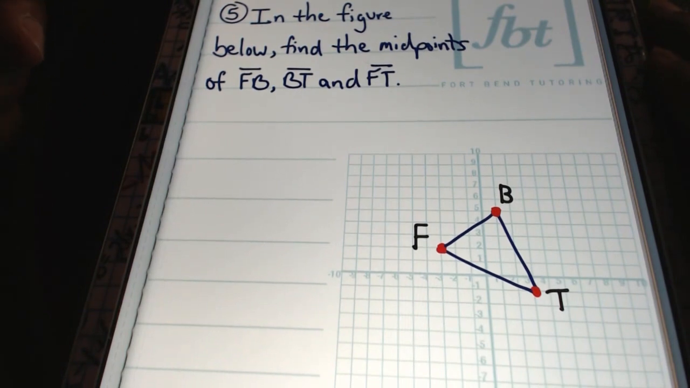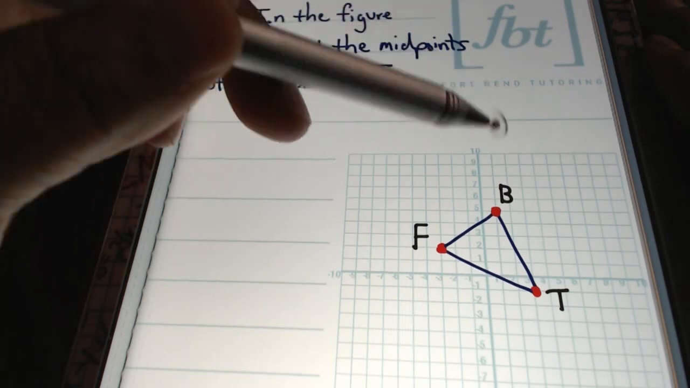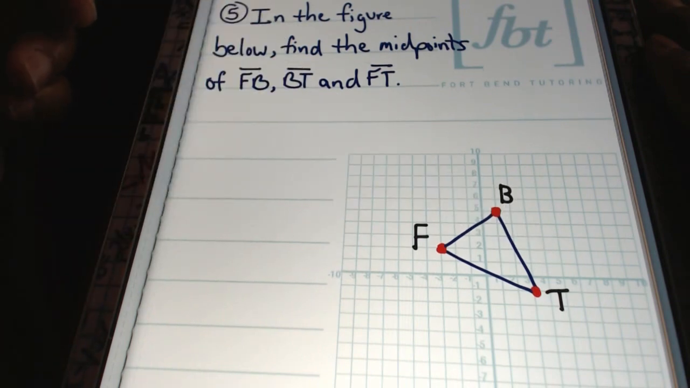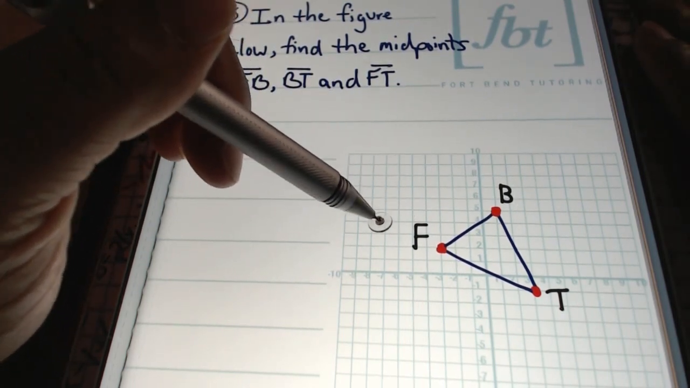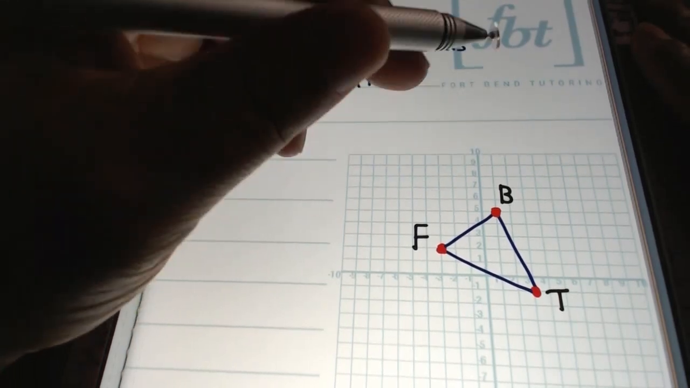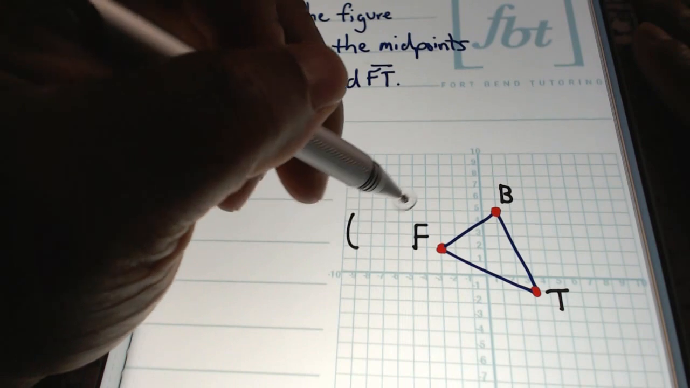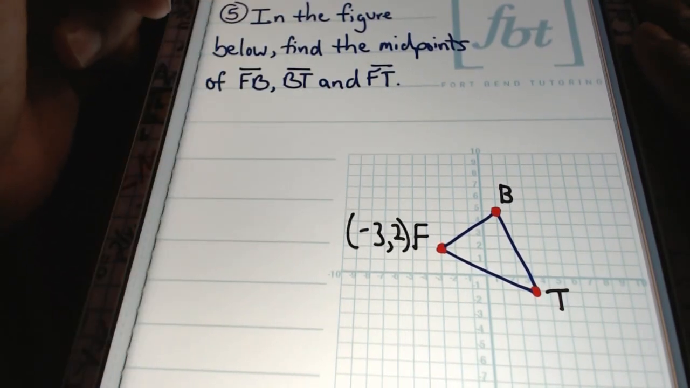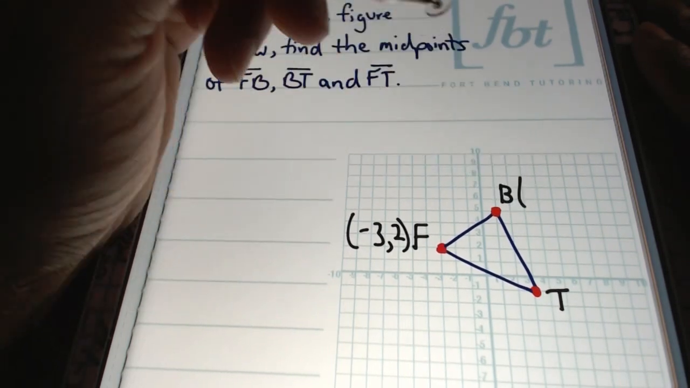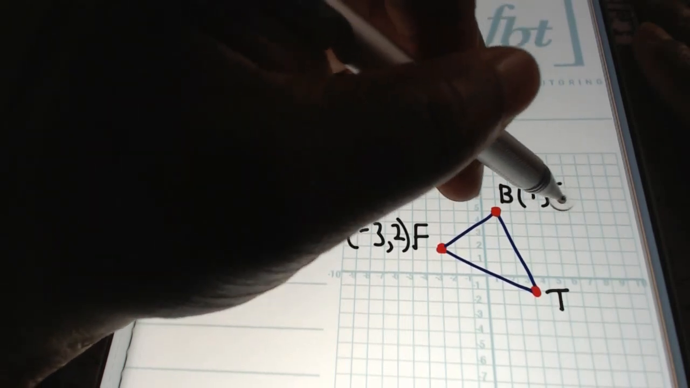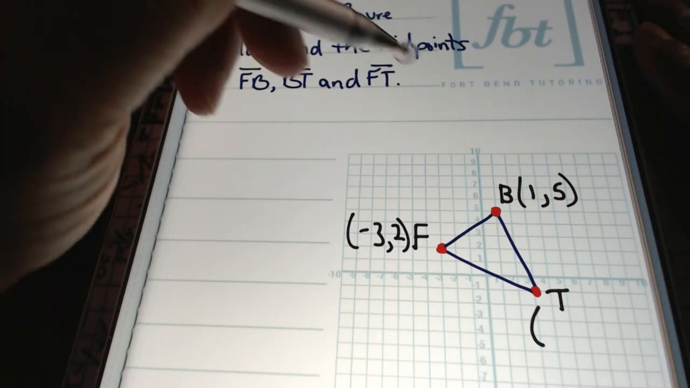In problem number 5, it says, in the figure below, find the midpoints of FB, BT, and FT. The midpoints. That's what they want. They want the midpoints of each of the segments of this triangle here. So why don't we go about finding out what the coordinates are for each of these points first? Let's start with F, as in FBT. This first coordinate is going to be -3, 2. So point F is -3, 2. That's where it's located on our Cartesian plane here. Point B is located at 1, 5. We have a coordinate for point T at 3, -1.